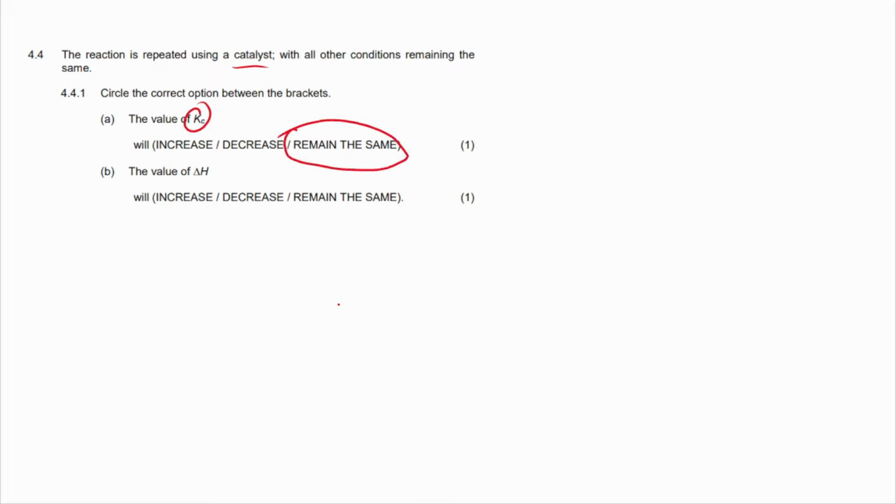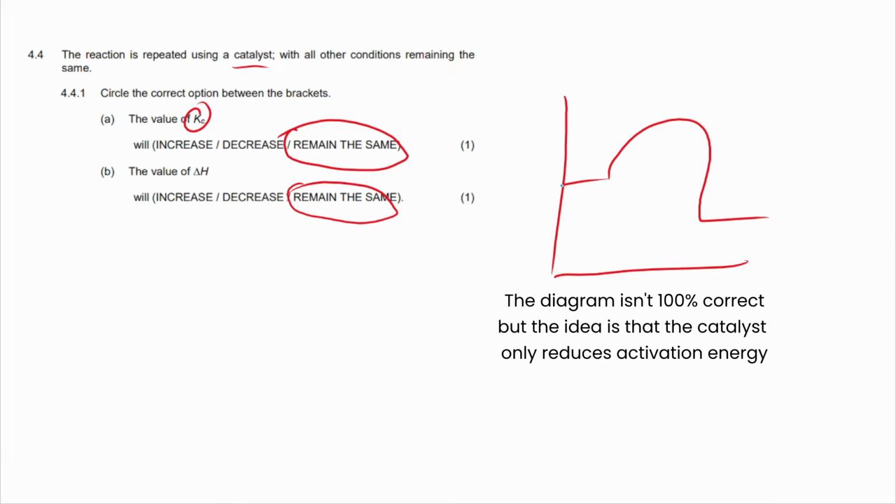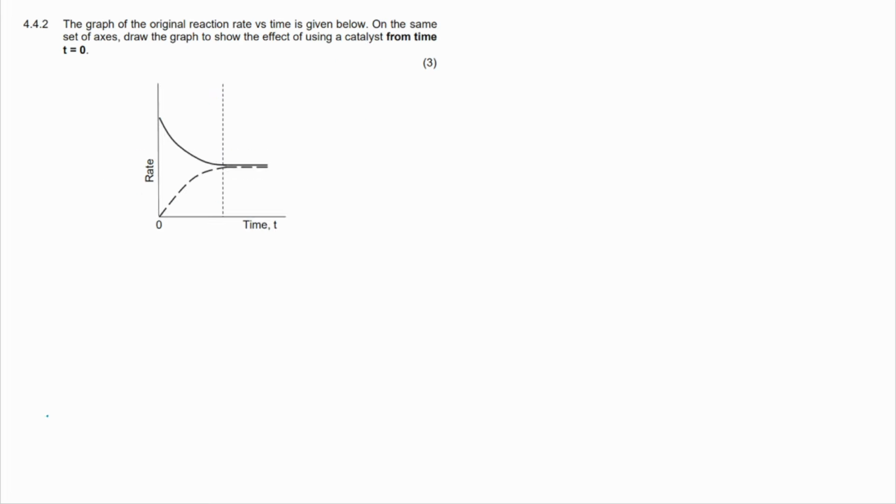Let's circle that. The value of delta H, which is our enthalpy, remember that's just the energy released, also remains the same. It does not change that. Remember from your energy profile diagrams, that's without a catalyst. What the catalyst does is it just lowers the activation energy. But we still end up at the same energy of products. So hope that makes sense.